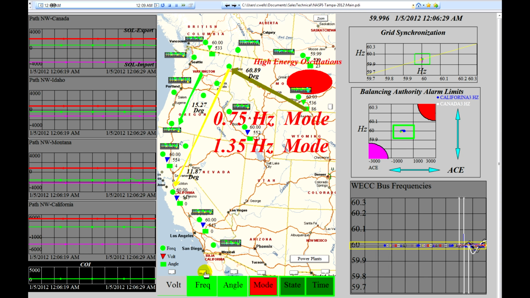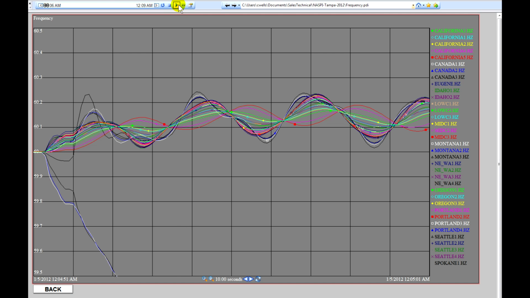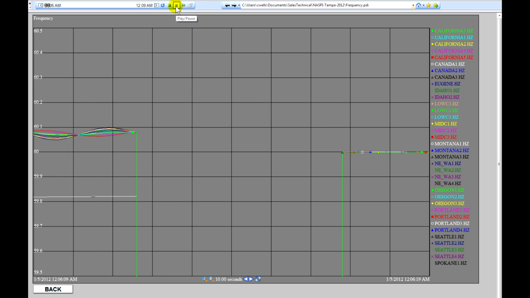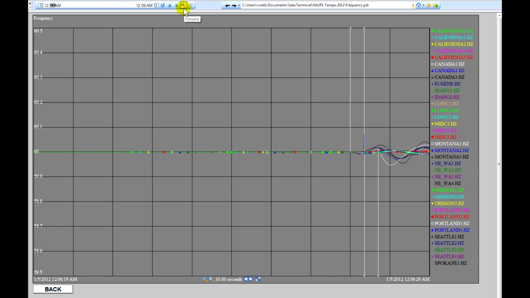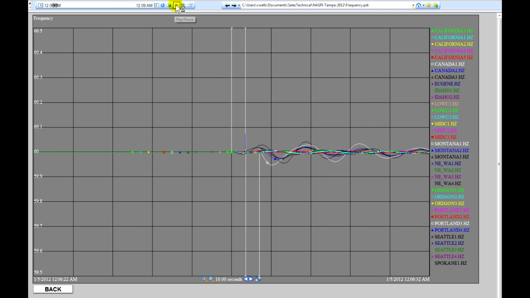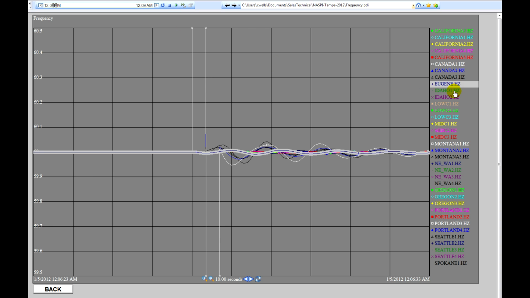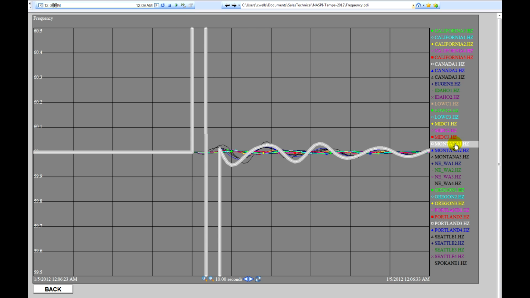So we'll jump to the frequency page and play the event in the frequency page. Now we'll accelerate the playback to double real-time speed, and we'll say this is where the event occurred. We'll pause and again take a look at what frequencies caused the oscillation. We'll see that Montana is the guilty party.